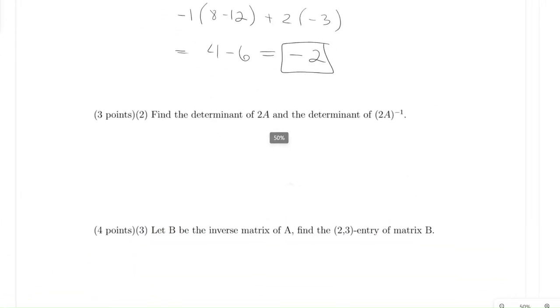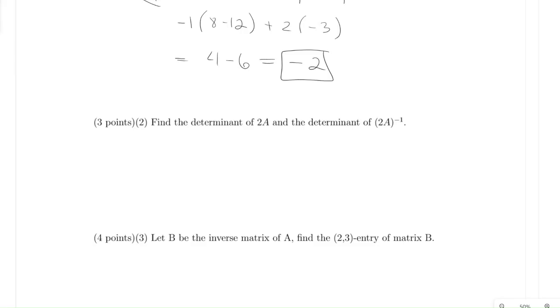And now we're asked to find the determinant of 2A and the determinant of the inverse of 2A. So recall that the determinant of some scalar times some matrix A is equal to c to the n times the determinant of A, where c is a scalar, and n is, for an n by n matrix, the number of columns or number of rows. We also have that if A is an invertible matrix, then the determinant of the inverse of A is just 1 over the determinant of A.